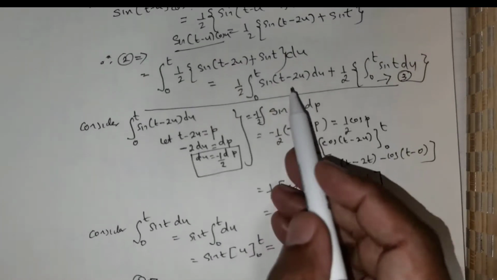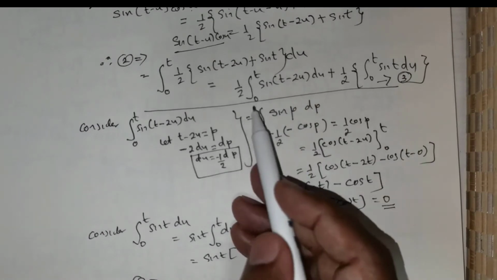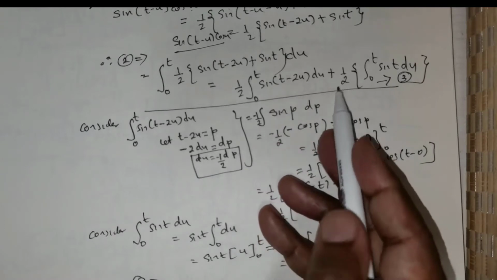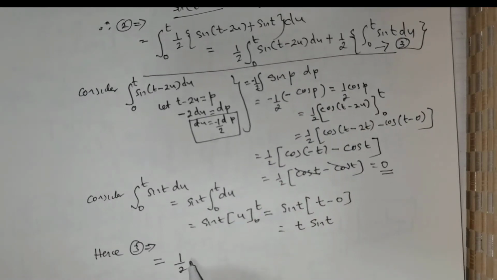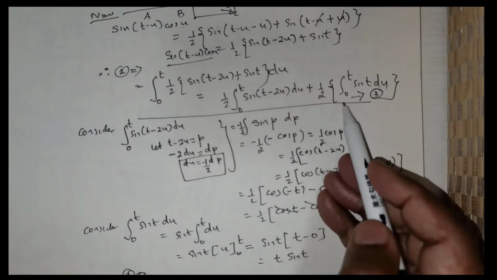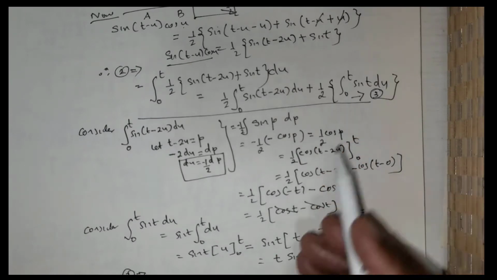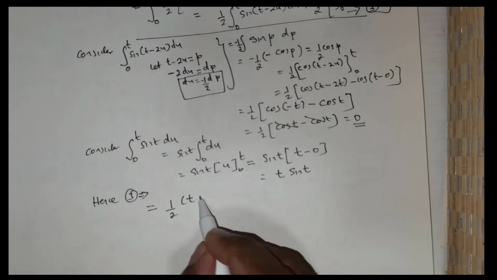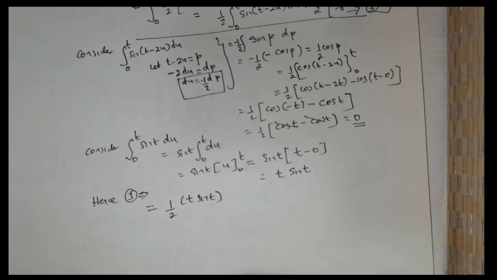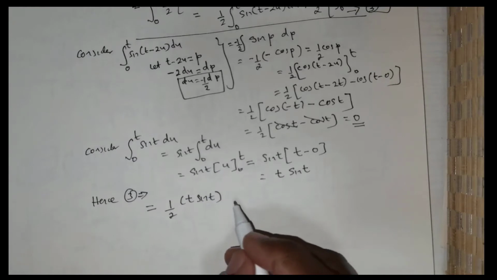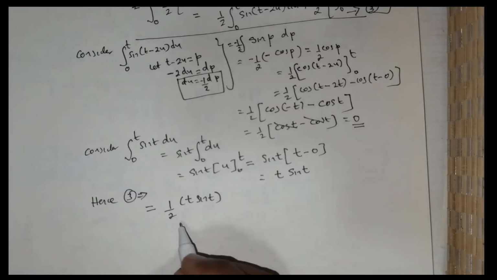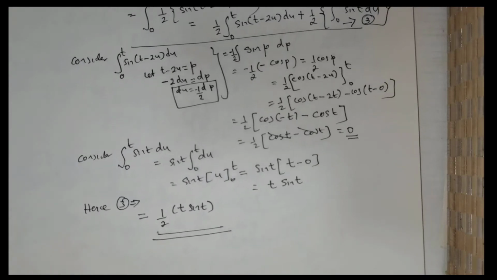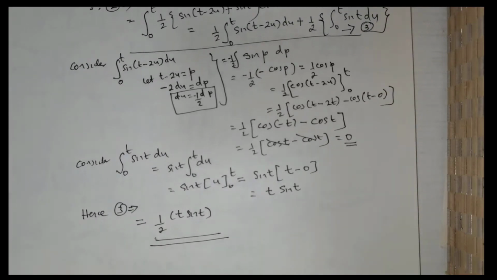in place of the first quantity this is 0, but there is a half there, it doesn't matter, right? So half times 0 is going to be 0, but the second quantity is going to be 1 over 2 times, and in place of integral 0 to t sine t du, you will have to substitute t times sine t. So this is going to be t times sine t. So this is the value that you have got, and this is the solution. So this is the right point to stop.